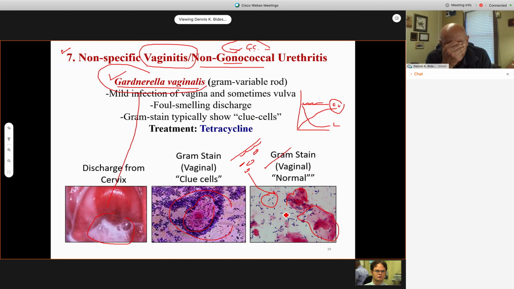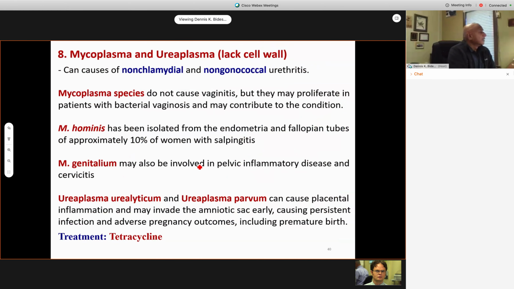Why do we call it a clue cell? It gives you a clue, in other words, that what's causing that problem, vaginosis or vaginitis, or this cervical discharge that you see here, what's causing this problem is Gardnerella vaginalis. All right, so that's called a clue cell. So if you see a clue cell on an exam, the very first thing you're going to think about is Gardnerella vaginalis.